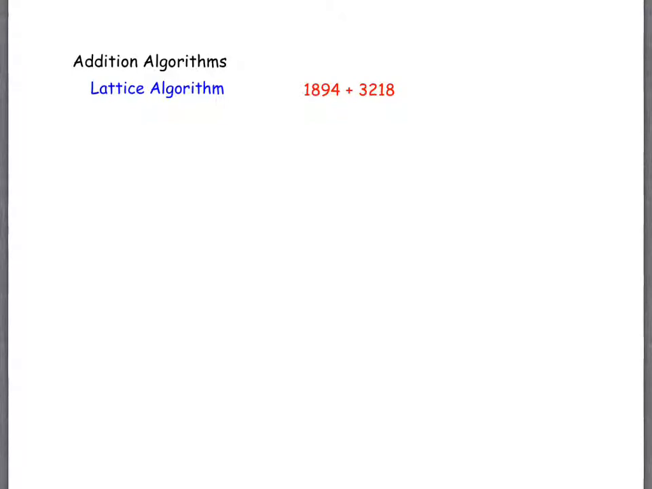Lattice algorithm is a different one. It is very interesting. Who's had contemporary math in here? Okay, did you guys do lattice algorithm for multiplication there? Yeah? Okay, this is sort of akin to that. It's going to look a little bit different, though.